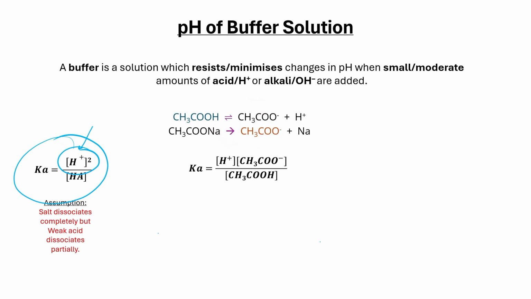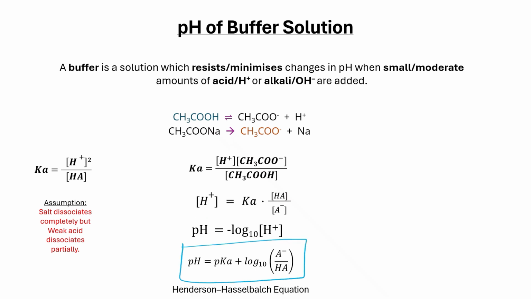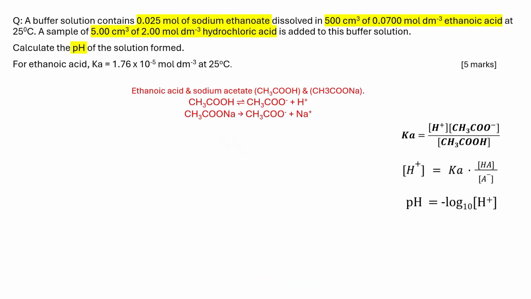You can rearrange this equation and use it to find the concentration of H positive ion. Once you get the concentration of H positive ion, take its minus log, and you will be able to get pH. Or you can also use the other equation, the Henderson equation, directly to find the pH of buffer solution if you know the concentration of salt and concentration of acid. Now we will solve an example question. This is an exam question, so we will solve it to find the pH of buffer solution.